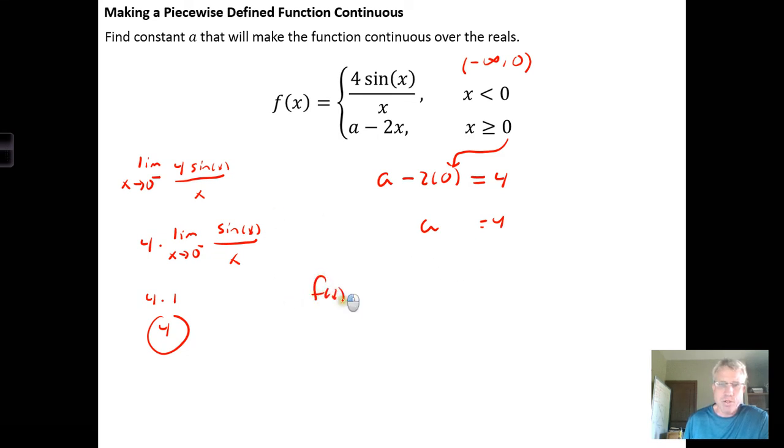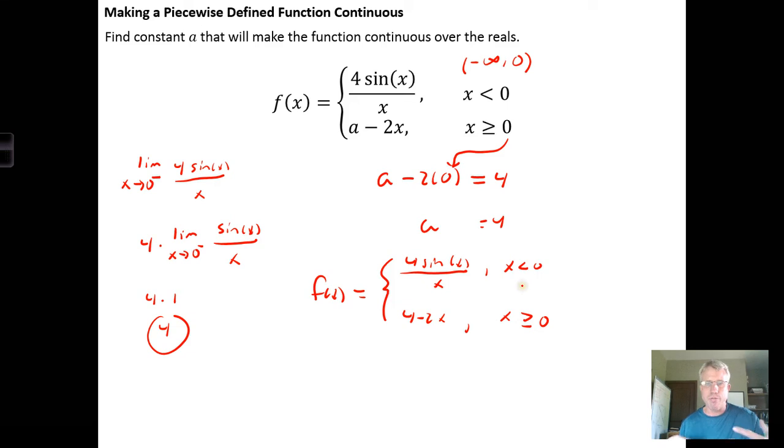So the final function then is f of x equals 4 sine x over x, and 4 minus 2x, and this is for x less than 0, and this is for x greater than or equal to 0. And of course the way that we could check our work would be to graph the piecewise defined function, for example in GeoGebra, and make sure that we actually had a function that looked continuous over the real numbers.